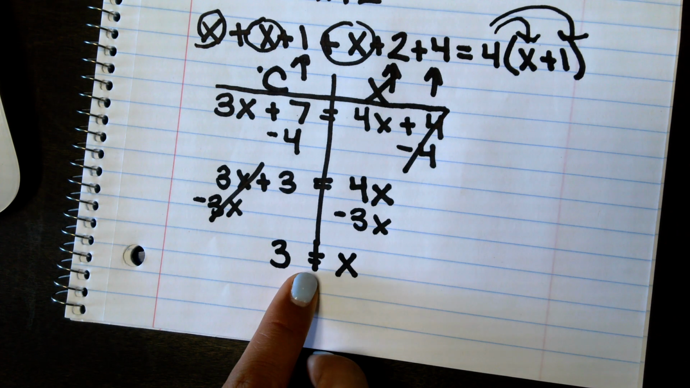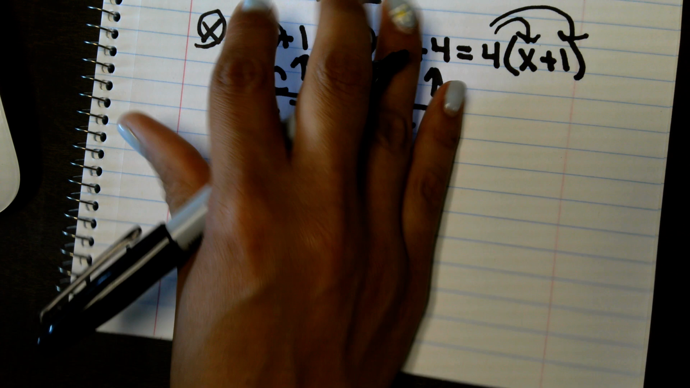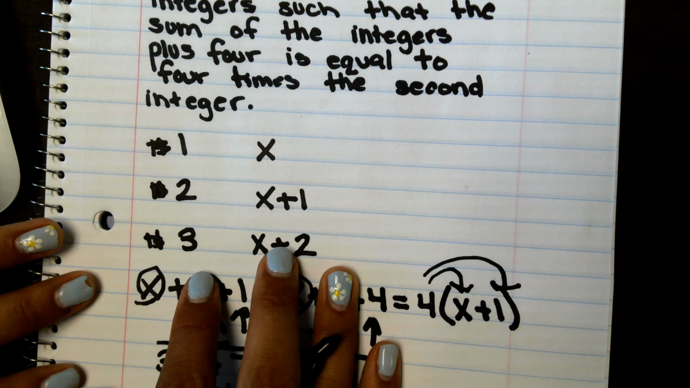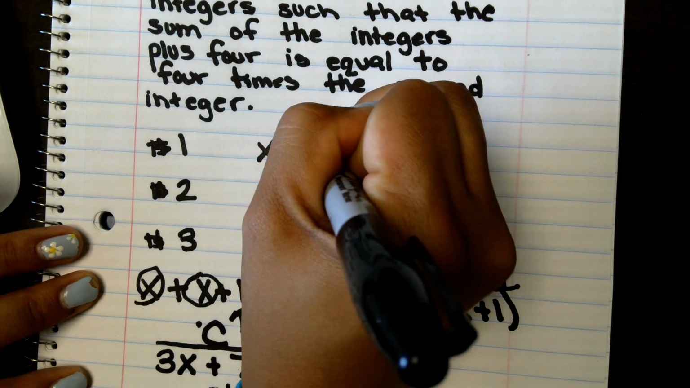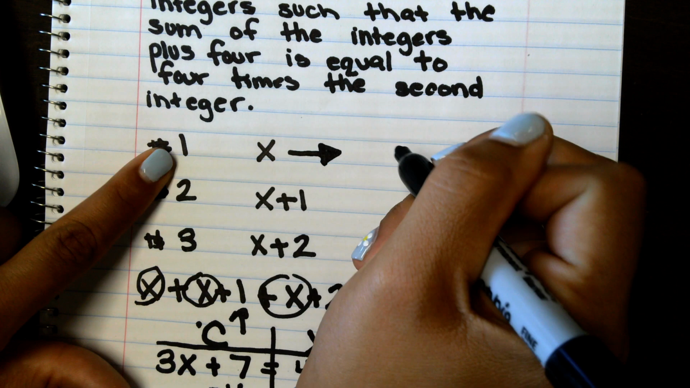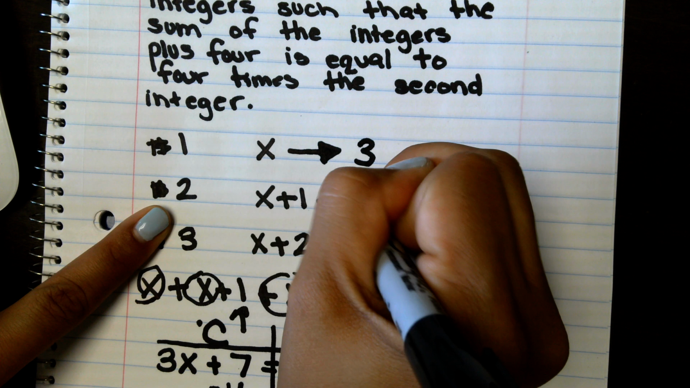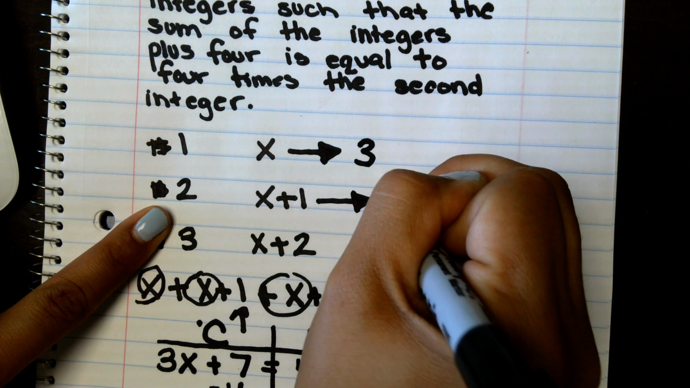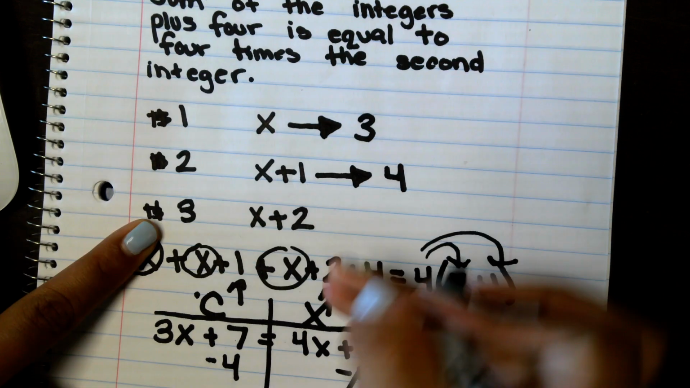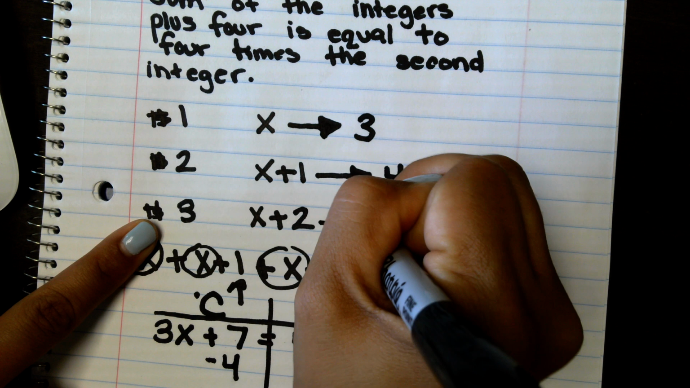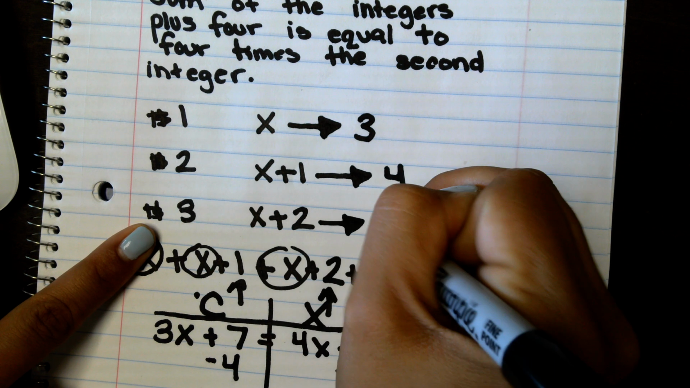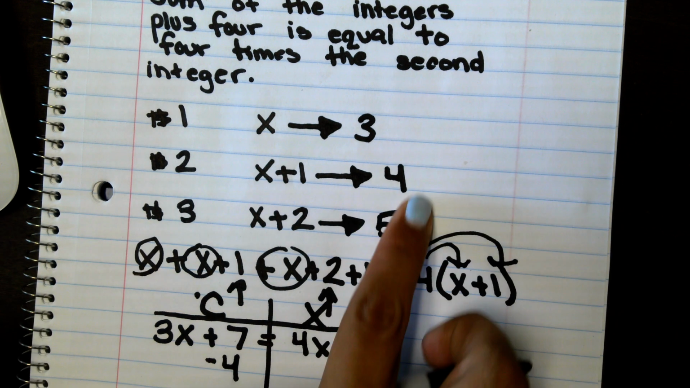Now, what does that mean? Well, that means that x, or the first number, is 3. That means the second number would be 4, and the third number would be 5. So you have your consecutive numbers.